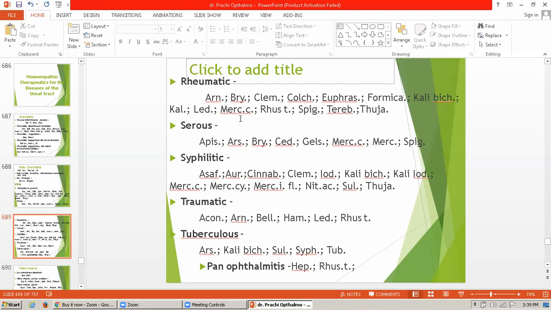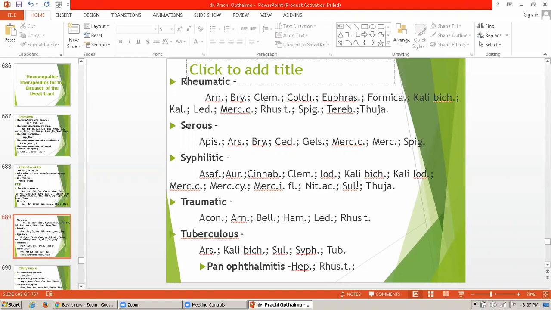And when iritis is serous, then apis mellifica, arsenic album, bryonia, cedron, gelsemium, mercurius cor, mercurius, spigelia can be helpful. And when iritis is of syphilitic origin, then asafoetida, aurum met, kali bichromicum, kali iodide, mercurius cor, mercurius iodatus, mercurius iodum flavum, nitric acid, sulfur, thuja may be used.